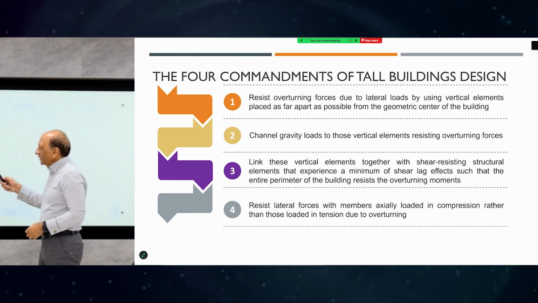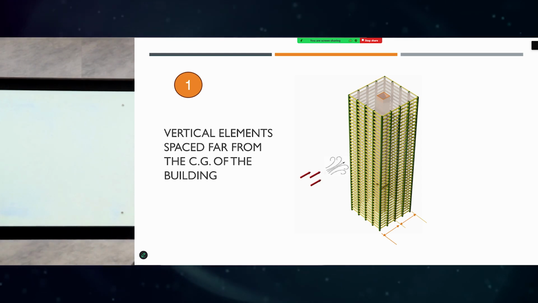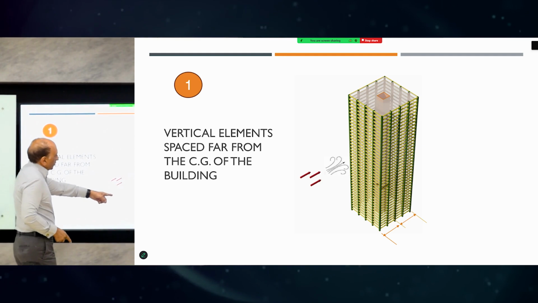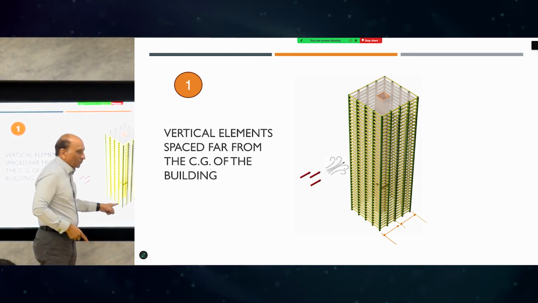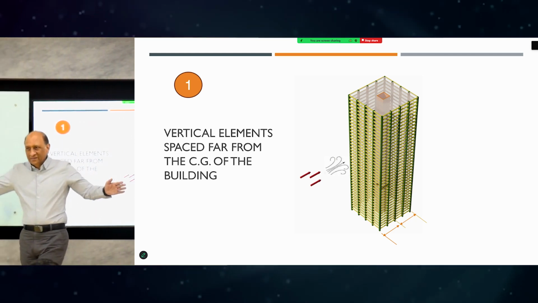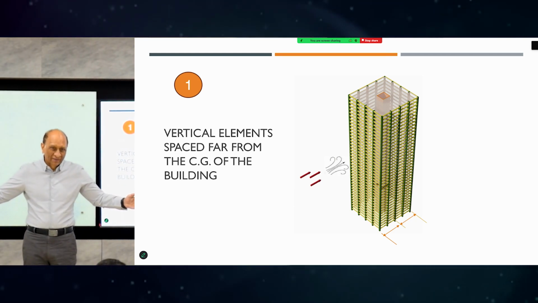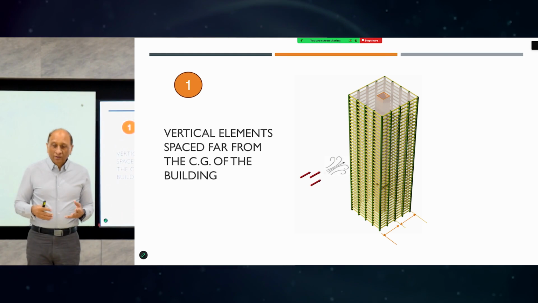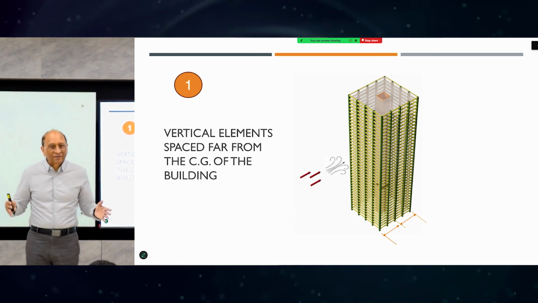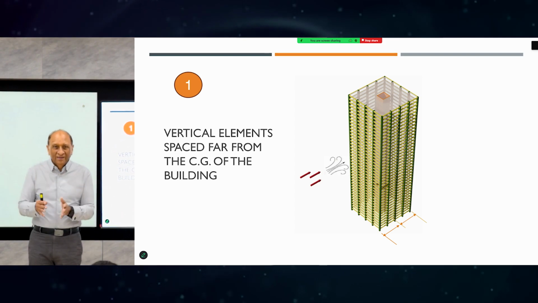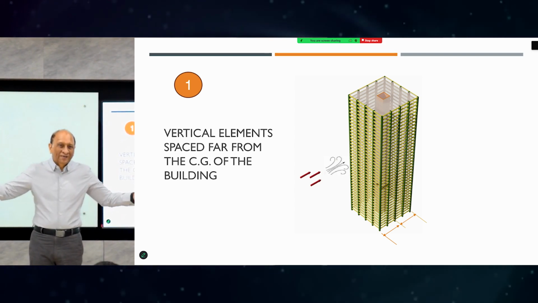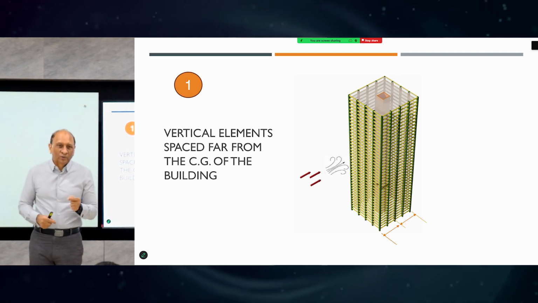Okay. So the first one is that vertical elements should be spaced as far from each other as possible, from the center of the building. So you should have the base as wide as possible, of course. You want it, but you can't always get it because architects will sometimes govern the slimness of the building. So whatever your constraint is, your structure should be as far out as possible. That's why diagrid works very well.